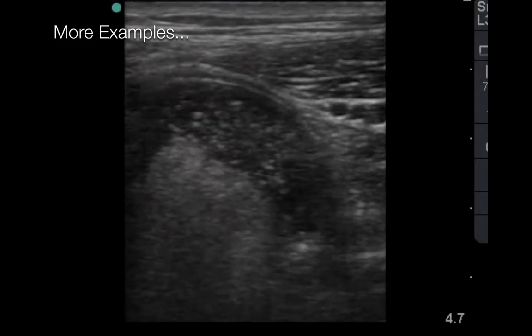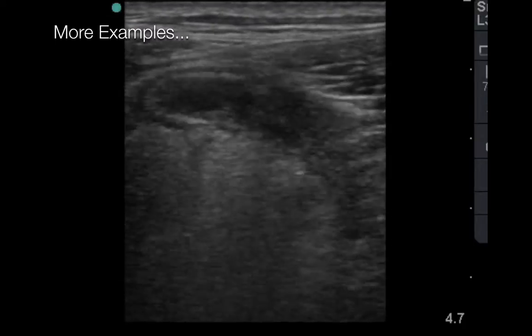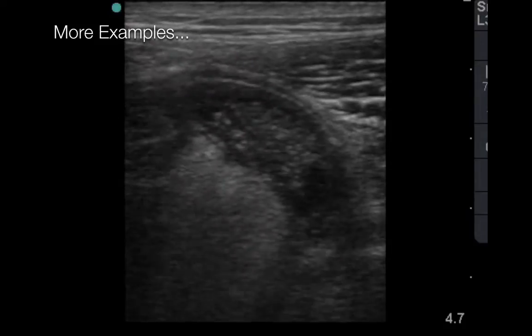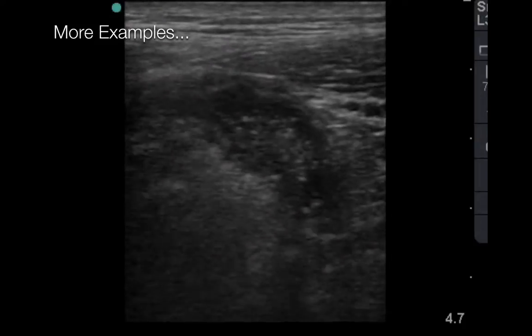This is just another example. We're going to go through and show you a bunch of different examples of how different appendicitis can look on ultrasound. But again, you have to stick to those diagnostic criteria that we talked about before.